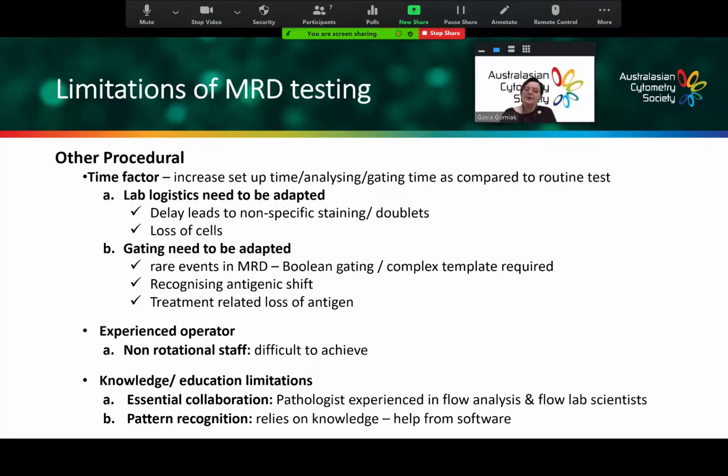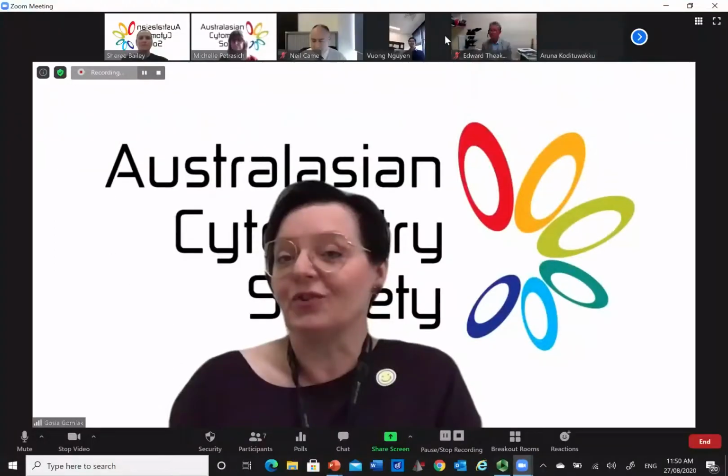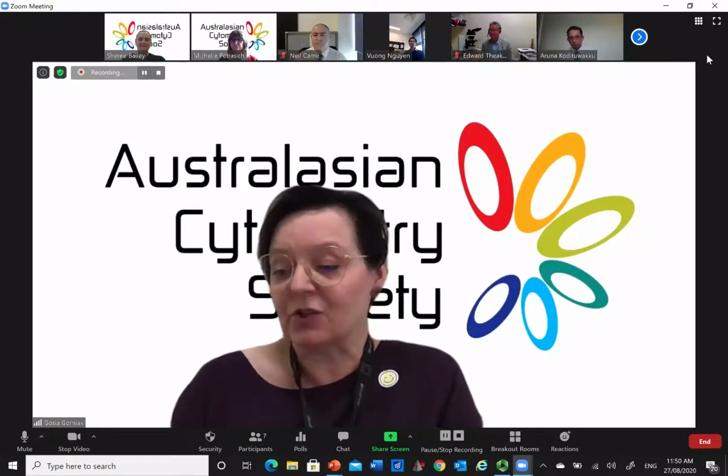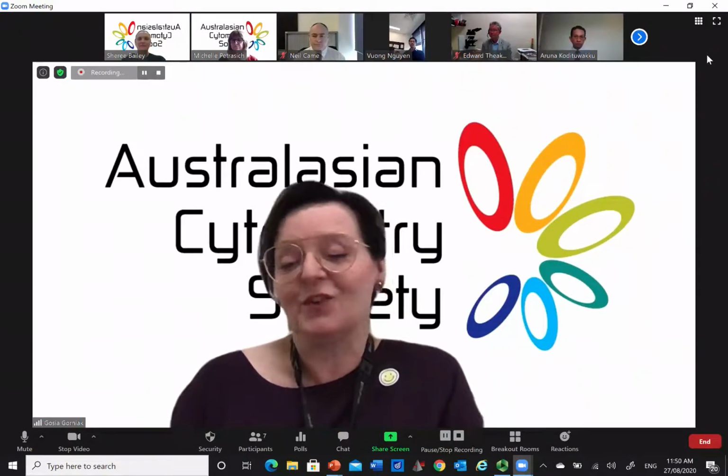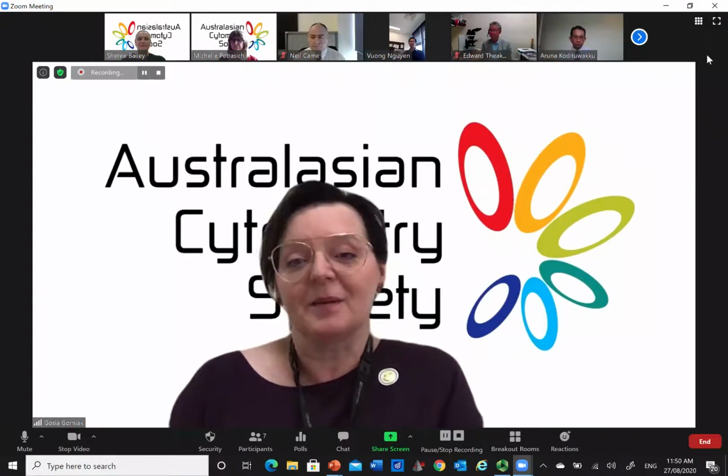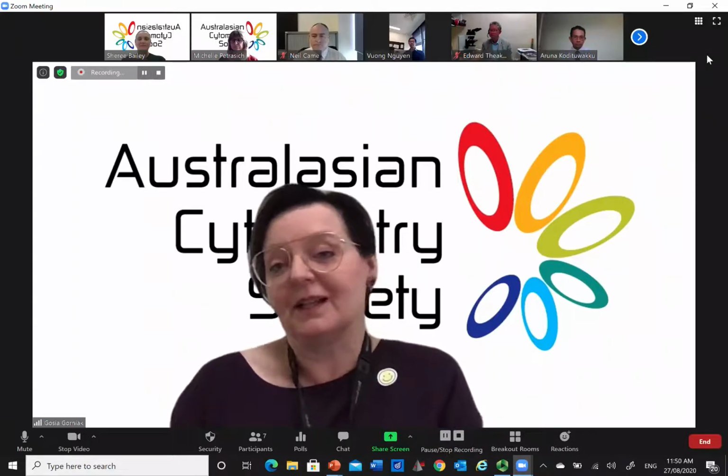The other thing which comes with that is that you need an experienced operator. An experienced operator would be asking for a non-rotational staff. This is something which every lab, every clinical lab, finds actually very difficult to achieve because of the constraints of the clinical labs.